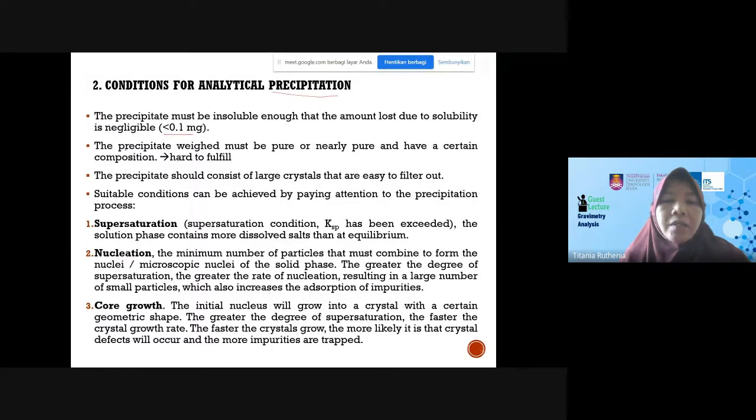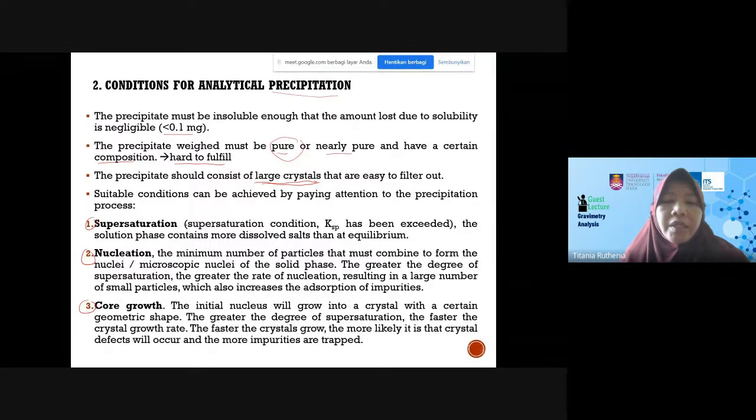And the second one, the precipitate must be pure or nearly pure and have a certain composition. And it's very difficult to get the pure precipitate without any impurities. And then the third one, the precipitate should consist of large crystals so that it will be easy to filter. And suitable conditions can be achieved by paying attention to the precipitation process. The first one is the supersaturation, and the nucleation, and the core growth.